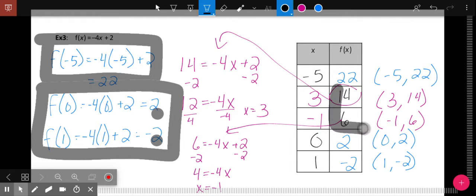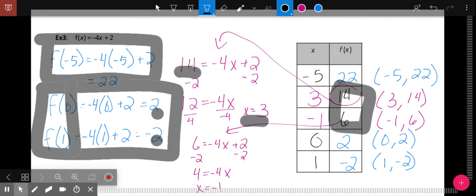Now, the outputs that were received were 14 and 16, so I plugged 14 in right here, solved that, and got 3 for an answer. And then I also did the same thing with 6, plugged that in, solved that, and got negative 1. If you have questions about that, please make sure you're writing those down so you can ask me those in a moment.